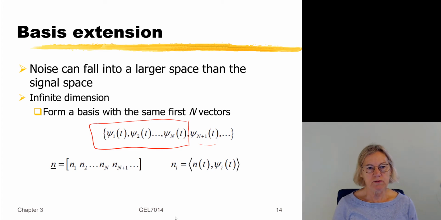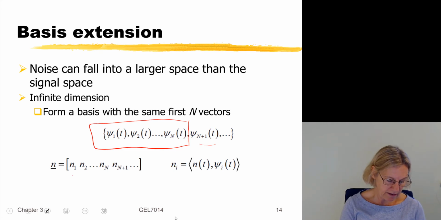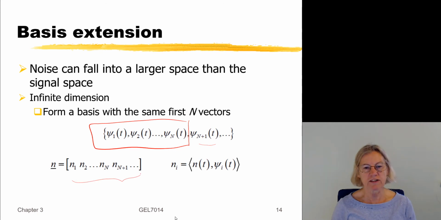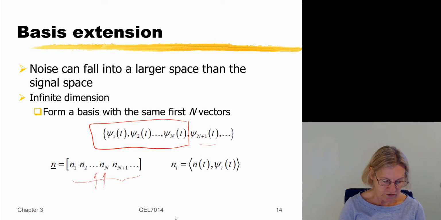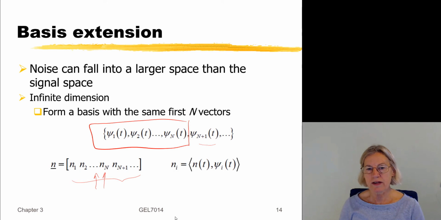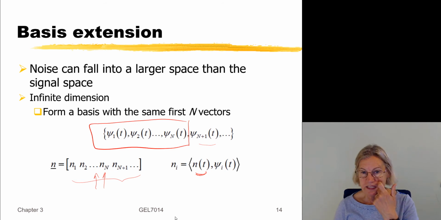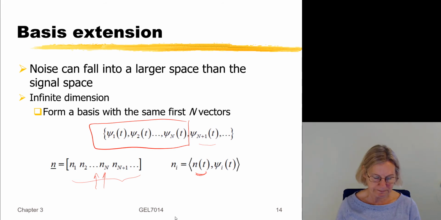So then, of course, when I represent the noise contribution at the receiver, it will have a vector representation, and of course it'll have an infinite number of coefficients. And just as I saw with signal space, each one of the coefficients inside of this noise vector can be found by taking the inner product of this noise function of time, this random process, with each one of the basis vectors in turn. And the first n basis vectors were formed by my signal space, and after that, of course, they're more arbitrary.